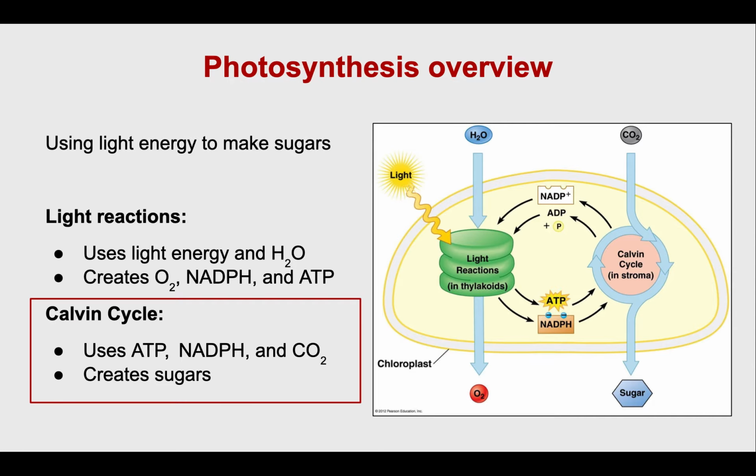So let's talk about the second half of photosynthesis. And I actually think the second half is a lot easier to think about. The second half would be the Calvin cycle, often called the light-independent reactions or the dark reactions. They are using ATP, NADPH, and carbon dioxide to create sugars. Now notice that in the light reactions, we created NADPH and ATP. We are now using those molecules that we created in the Calvin cycle along with carbon dioxide in order to produce sugars.